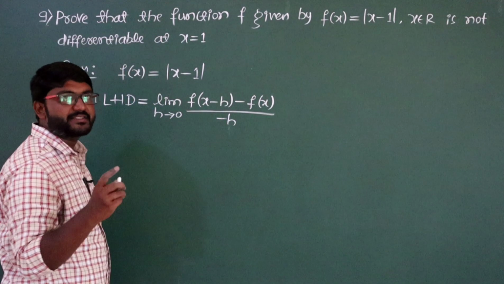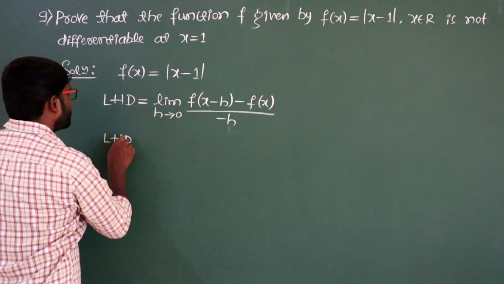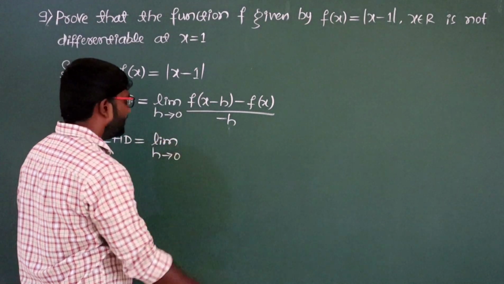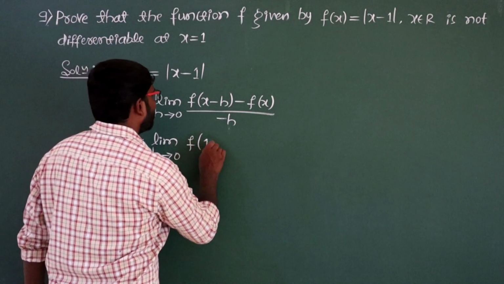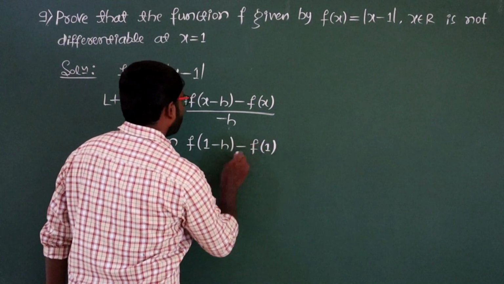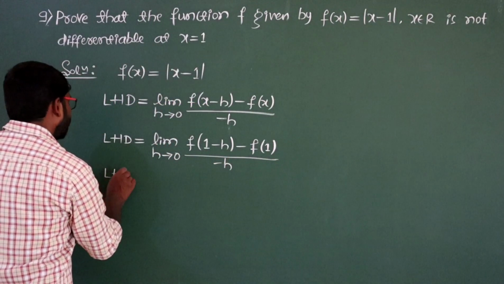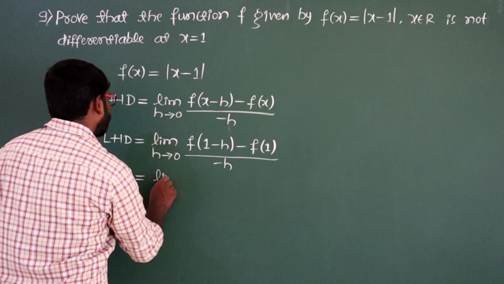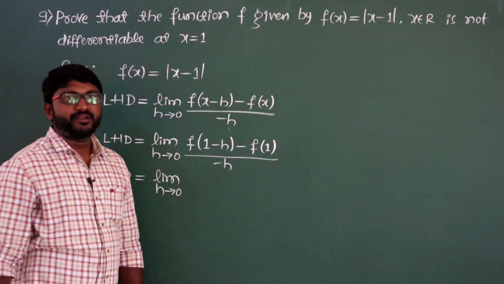Substitute the values now. What is x here? x is going to be 1, so I'll be replacing x by 1. LHD equals limit h tends to 0, f of, in place of x I'll be writing 1 minus h, minus f of 1, divided by minus h. Then LHD, that means left hand derivative, equals limit h tends to 0. Then the value of f of 1 minus h we need to substitute.